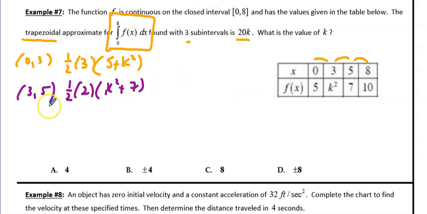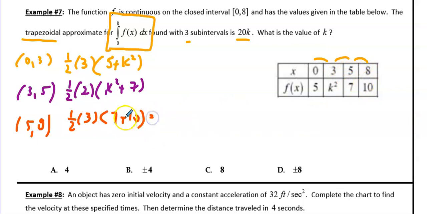And then the last one we're going to do is from 5 to 8. Again, we have the 1/2. The delta x between 5 and 8 is 3. And then we're going to go underneath 5. That base is going to be 7. And underneath 8 the base is going to be 10. And this one we actually can go ahead and add, because we have 7 plus 10 is 17. 17 times 3 divided by 2 is 51 over 2. Okay, 51 over 2.